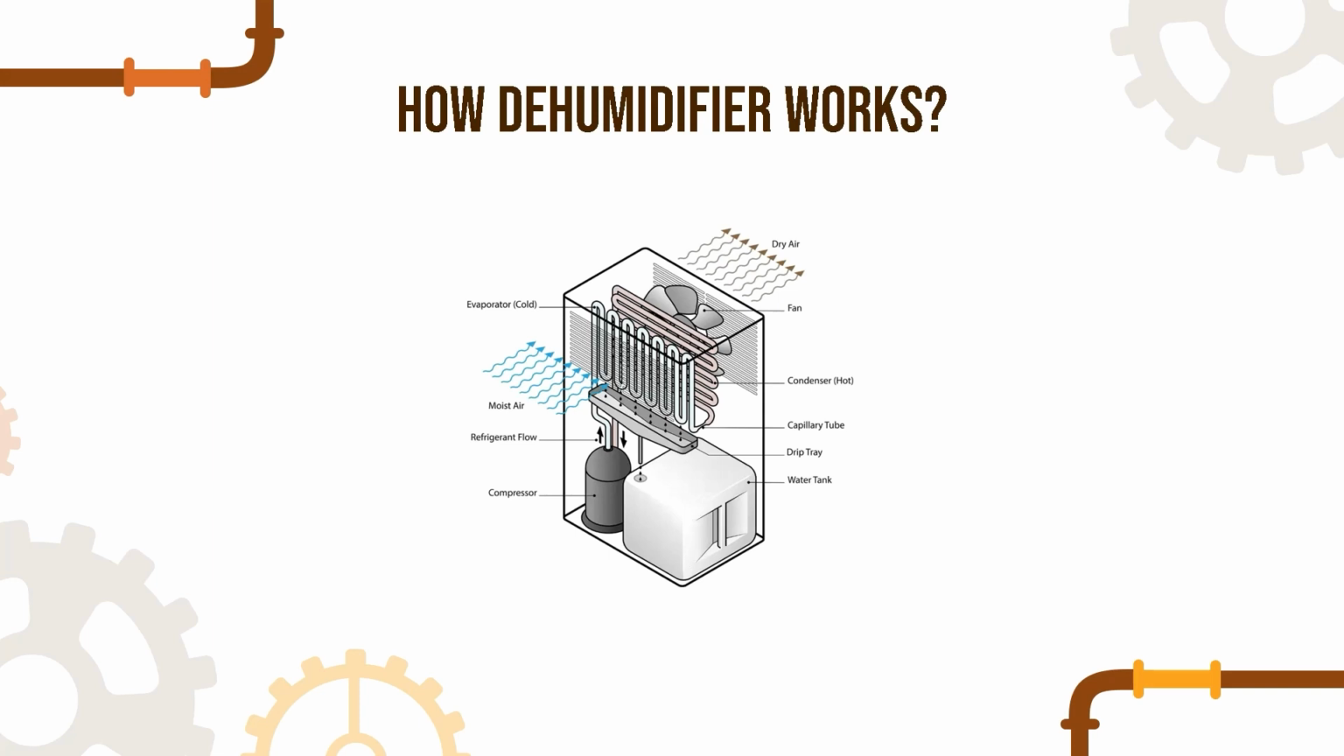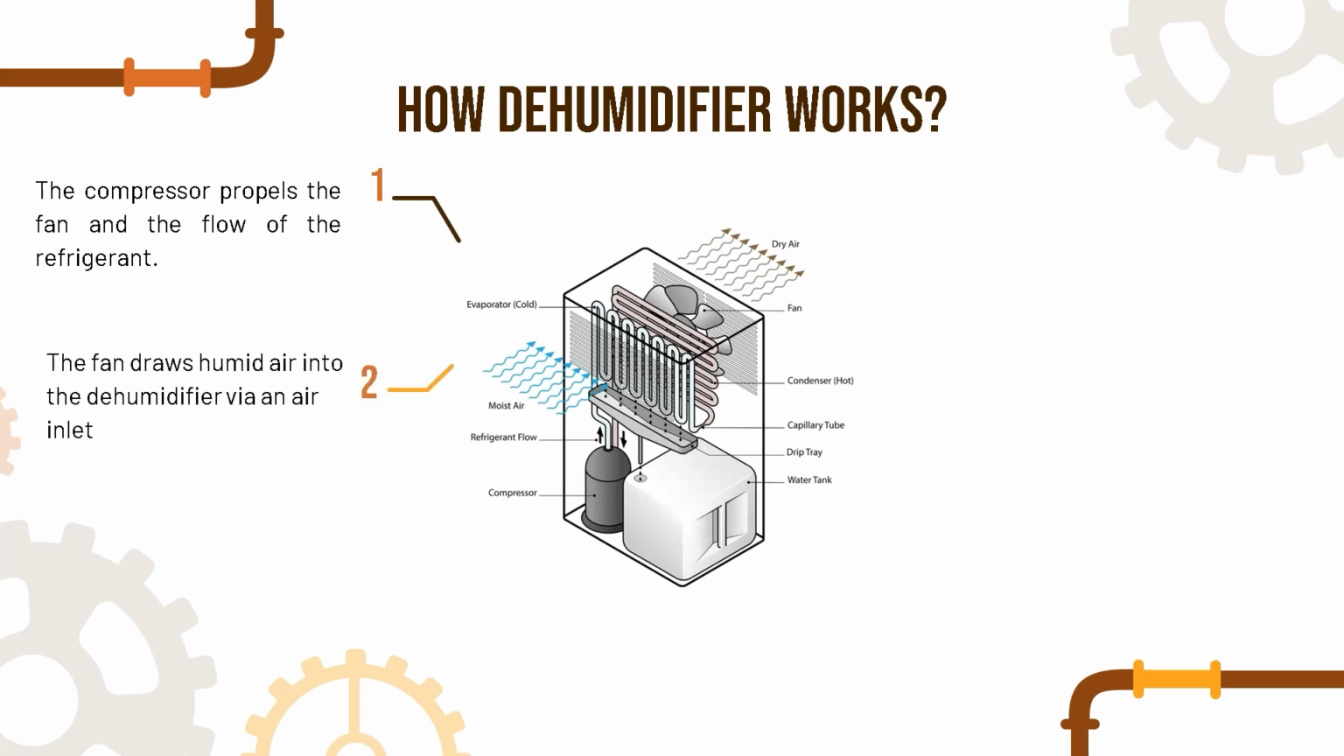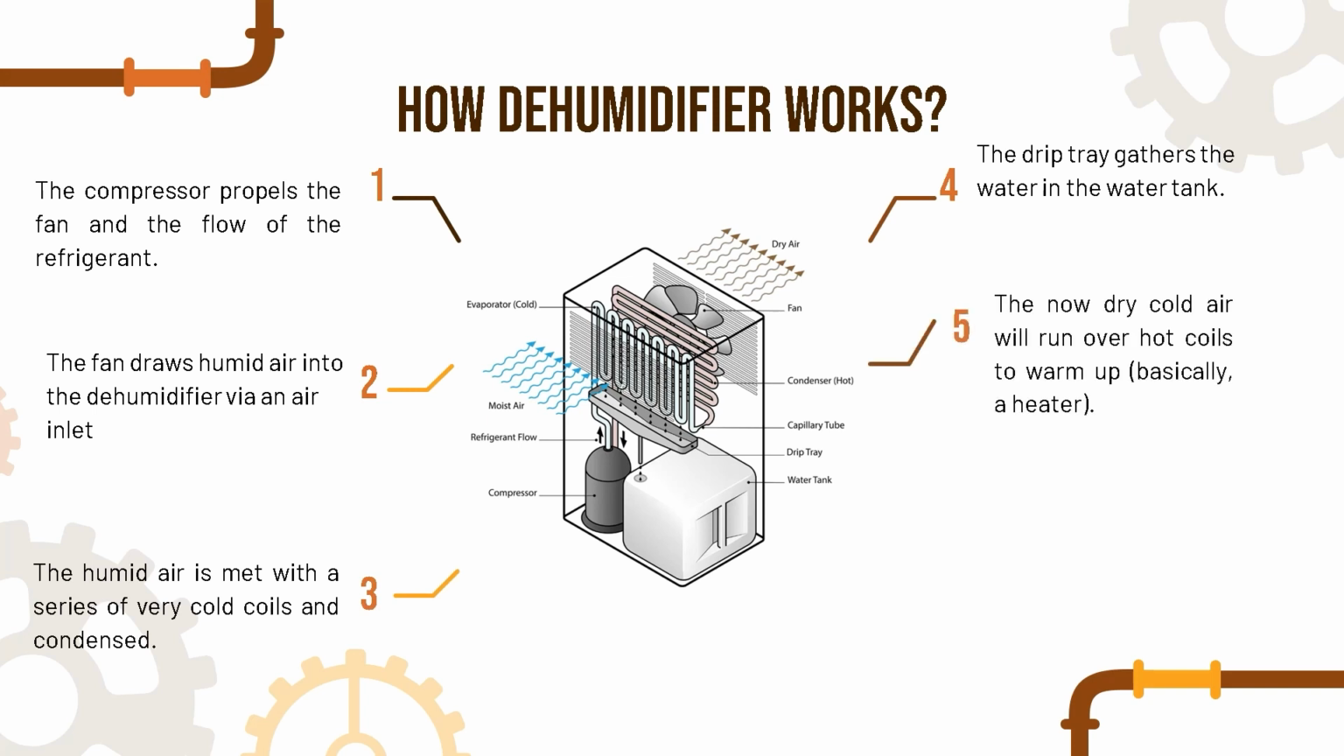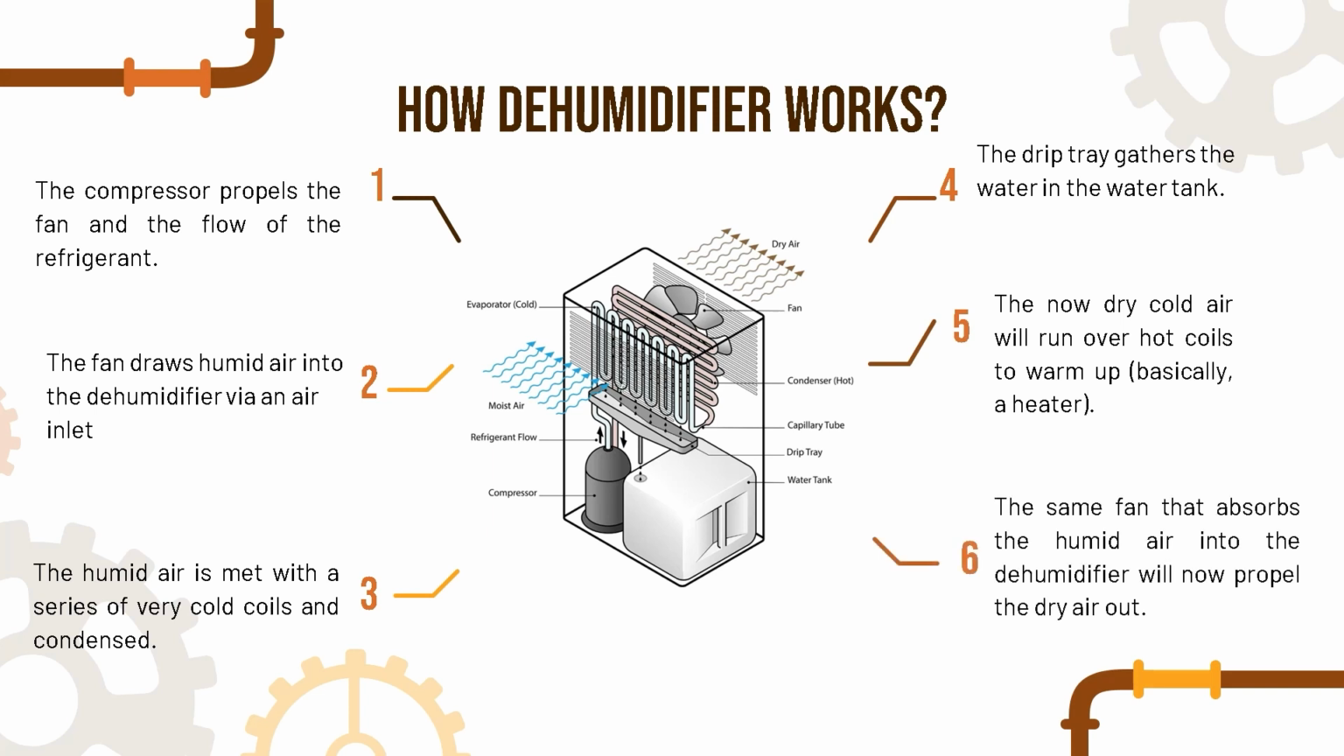Next, how the dehumidifier works. First, the compressor propels the fan and the flow of the refrigerant. The humid air will go to the dehumidifier through an inlet. The moist air will go to cold coils and the water from the air is condensed. Then the water will be collected by a drip tray in the water tank. Cold air will go over hot coils to warm up. The same fan that draws moist air into the dehumidifier will now push the dry air out.